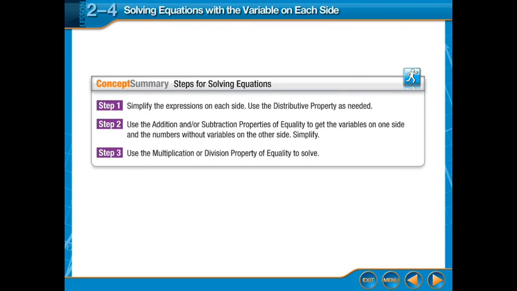Alright, here's a summary of steps for solving equations. You need to make sure you simplify the expressions on each side using the distributive property as needed. Sometimes you might want to multiply by the reciprocal to get rid of that denominator. It's just whichever way is easiest for you. Step 2, use the addition or subtraction properties of equality to get the variables on one side and the numbers or constants without the variables on the other side, and make sure you're simplifying. And then your last step is to use the multiplication or division property of equality to solve.